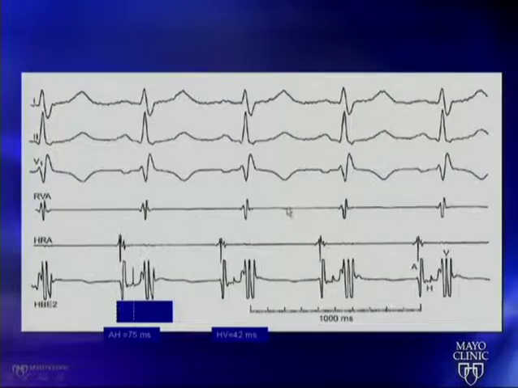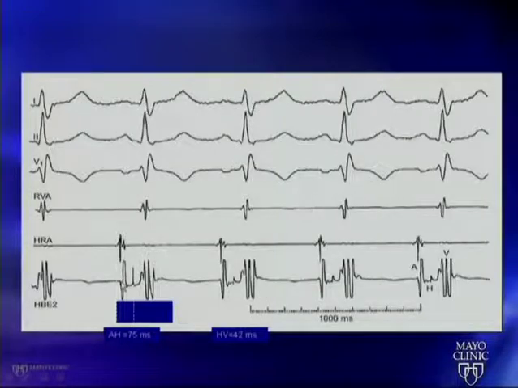So now you get a tracing like this, and it always starts by looking at the EKG. You'll recognize sinus rhythm, right bundle branch block. Then you have a ventricular electrode. Notice how that times with the QRS complex. Then you have an atrial electrode. That times with the P wave, and then the His bundle electrogram that has 3 deflections. Everyone should be able to recognize this.